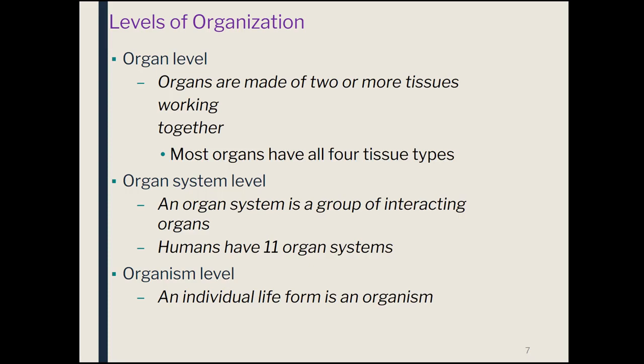So one more time, the smallest is chemical. Chemicals turn into cells. Cells turn into tissues. Tissues turn into organs. Organs work together to create an organ system. And then we finally have our last level, which is us as a living life form, an organism.